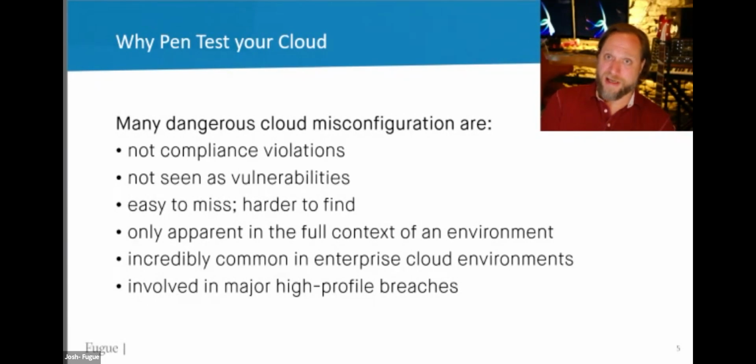A lot of these hacks are things that are really not seen as vulnerabilities, and that makes them really easy to miss. They're often only apparent in the full context of an environment. So, for example, in one of the big bank hacks, the press said it was all a WAF.